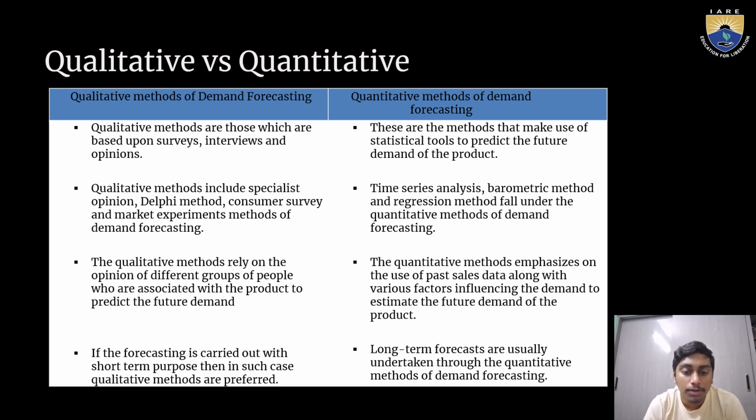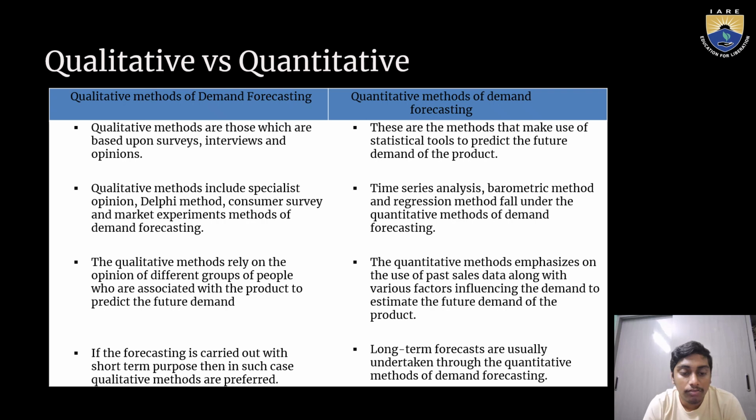Qualitative methods rely on the opinion of different groups of people who are associated with the product to predict the future of demand. Quantitative methods emphasize the use of past sales data along with various factors influencing the demand to estimate the future demand of the product.